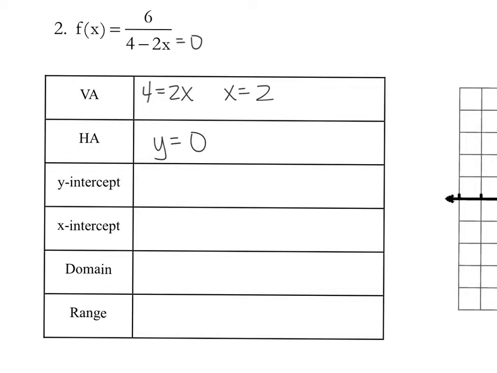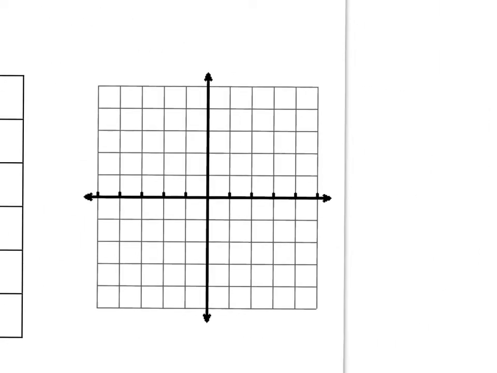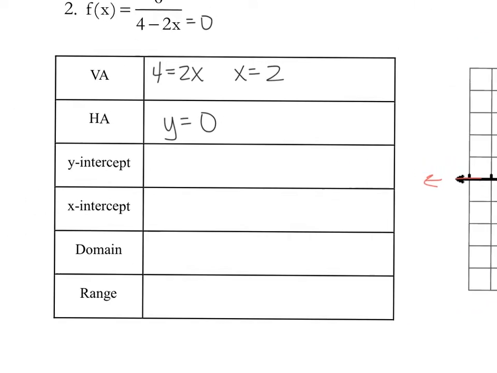What I'm going to do now is put both of those on my graph. X equals 2 is here. Here's my dotted line. And y equals 0 is the x-axis. So I've got my electric fences all set up and ready to go. So that's the first thing that you want to do for your graph.